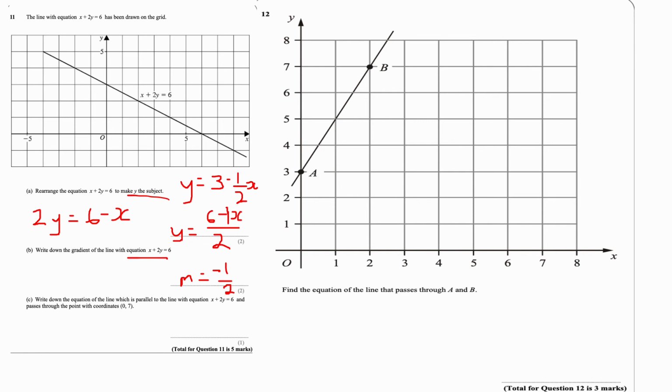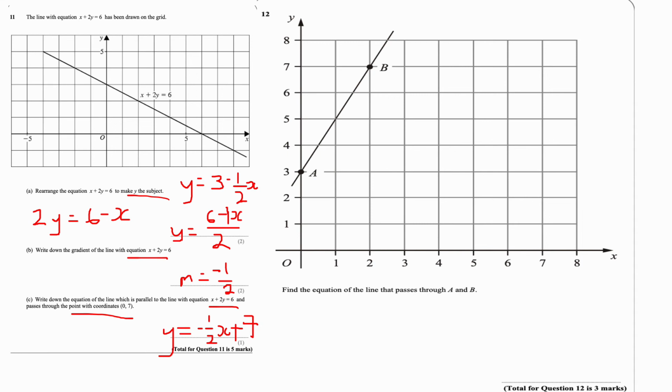This is part C, guys. Write down the equation of the line which is parallel to the line x plus 2y equals 6 and passes through the point with coordinates 0, 7. Okay, so it's going to be y is equal to negative a half x, and then it's going to be plus 7, because it goes through the point 0, 7, so the y-intercept is going to be 7. Okay, that's how to work out that answer there.